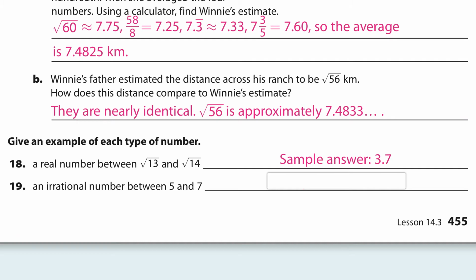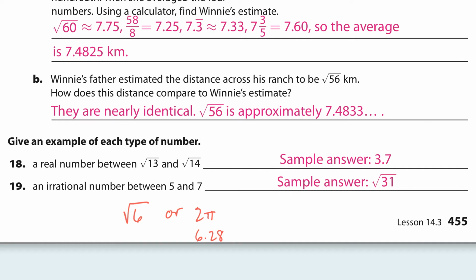An irrational number in between 5 and 7. I would say the square root of 6. I know that square roots are easy targets for irrational numbers. The square root of 6, yeah, I don't know what the square root of 6 is. So there you go. Or I think 2 times pi also is about 6.28, and that's in between 5 and 7. So let's see what the publisher had to say.